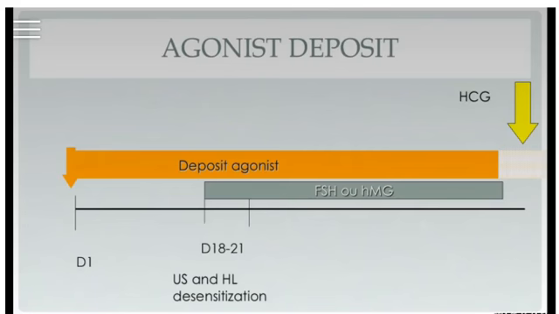For the GnRH agonist deposit, you just use the GnRH deposit one time, and it's the same way as the daily dose. You begin 7 days before the expected menstruation, and when you obtain the desensitization, you begin the treatment.